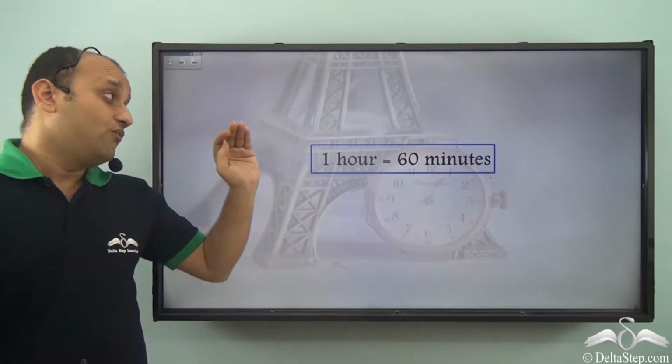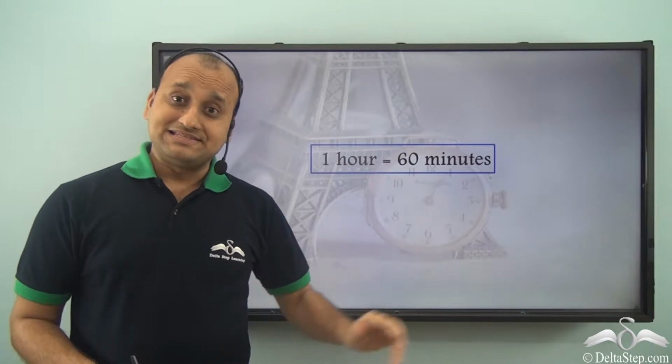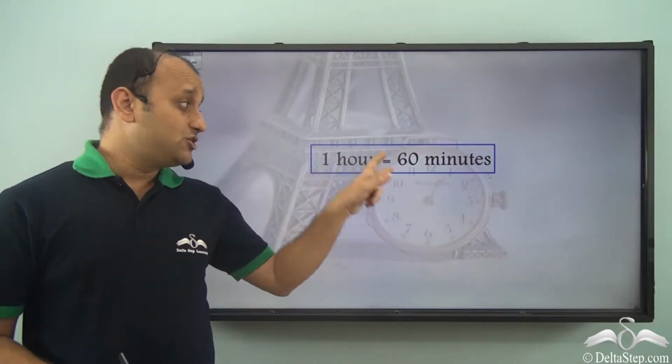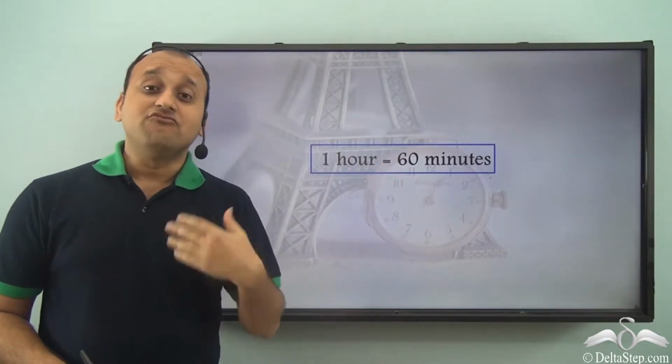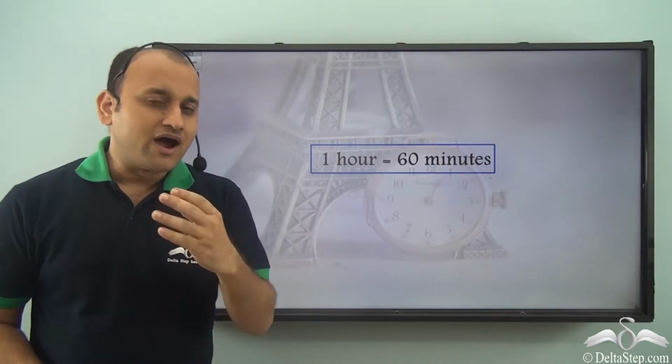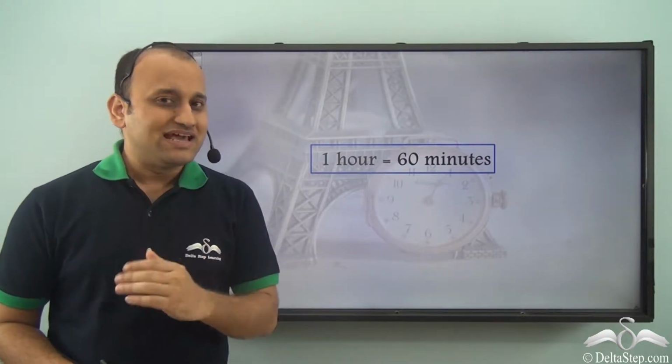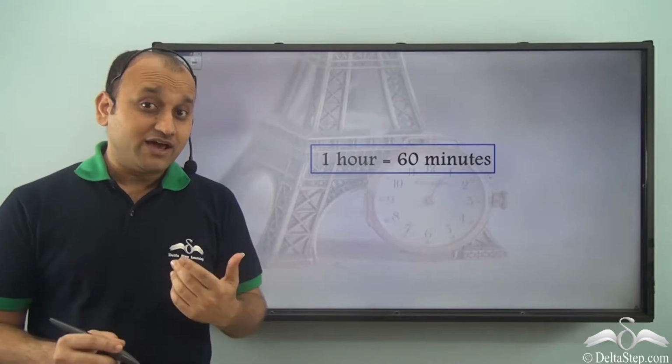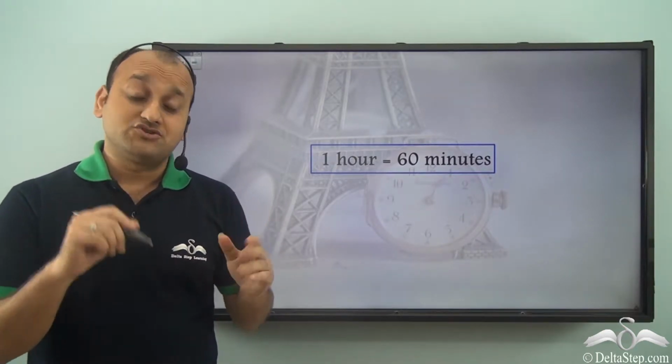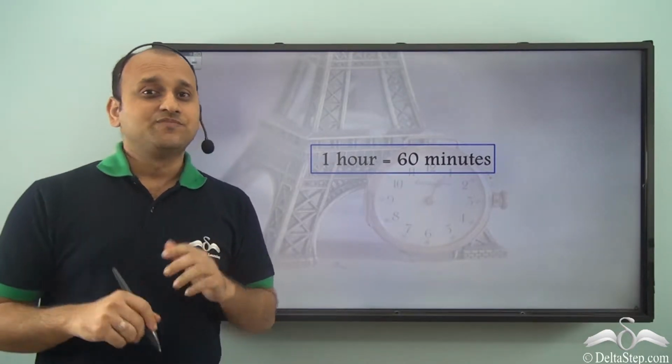We know that 1 hour is equal to 60 minutes, and by using this conversion rate we can actually solve a number of problems. So let's see some of the problems where we need to convert from hours to minutes and minutes to hours.